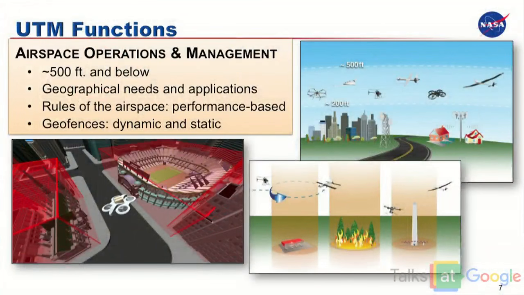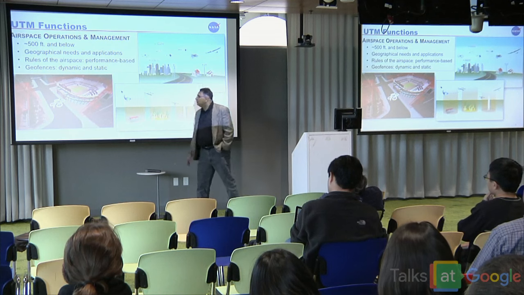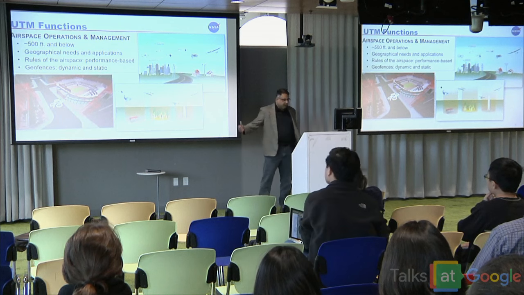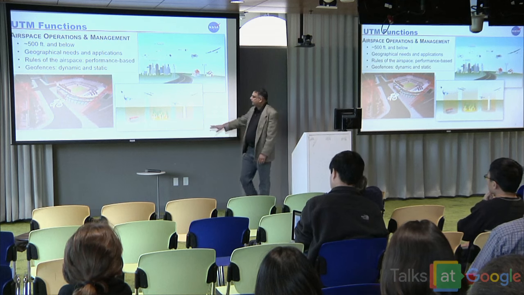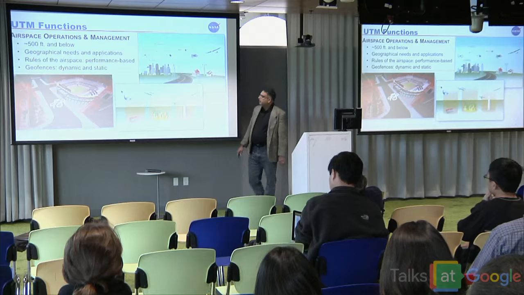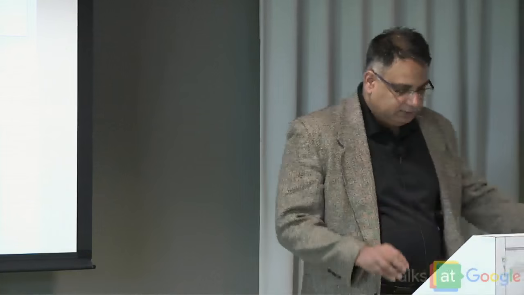This picture shows geo-fences. There are two types of geo-fences. One is a static geo-fence, such as the White House, or in this case, a stadium, and the other is a dynamic geo-fence, such as a wildfire-affected area, which moves over time. So that geo-fence changes over time. So you need to have constantly updated information about the geo-fences, the areas which are no-fly zones or airspace to avoid.